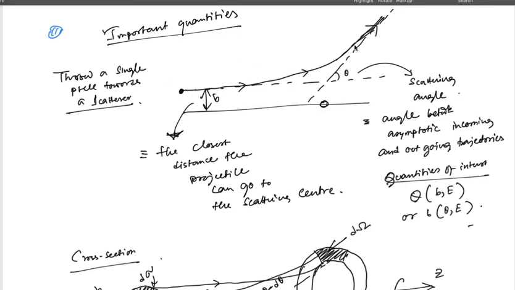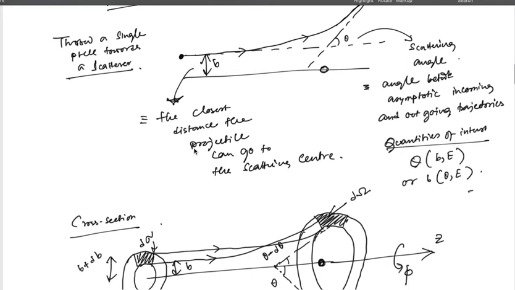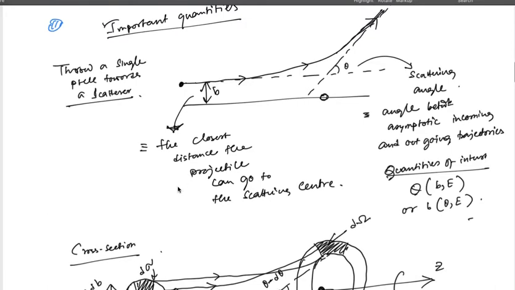So the important quantity is, for example, b. b is the closest distance to which the projectile can go to the scattering center. By scattering center I mean where the other particle is located, or where the source of the other field is located, where the zero of this field is, if the field is a Coulomb field. This is called the impact parameter.